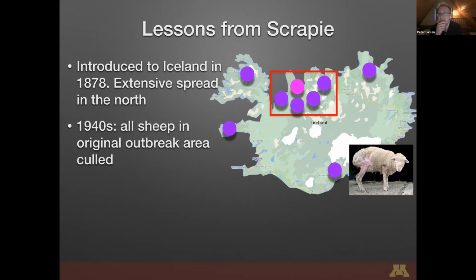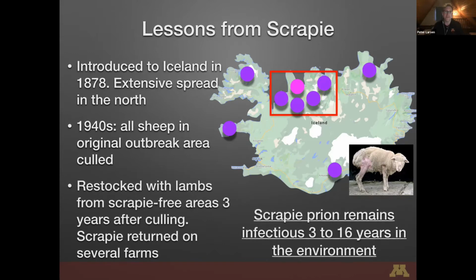In the 1940s, there was an effort to eradicate scrapie inside the geographic area of this red box that I've drawn. They went in and eliminated all sheep from this area. They had large paddocks or large pens that held herds of sheep, and they cleared all those out. So they took all the animals out. No sheep were present. And after they did that, they waited 3 years, and they restocked those paddocks with lambs.